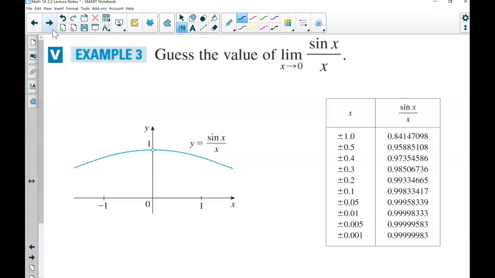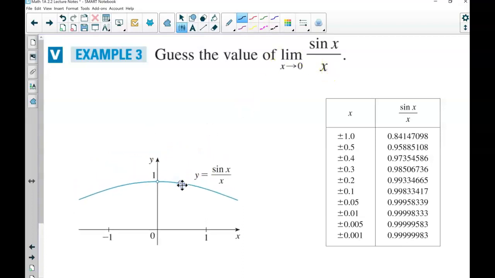Okay, we want to be able to guess the value of the limit as x approaches 0 of the function sine of x over x. Again, what we want to do is put this function into our calculator, as we did in the previous example.